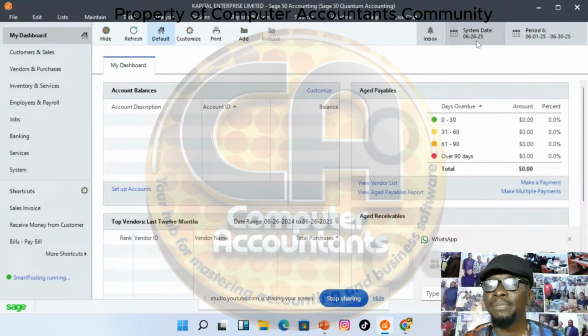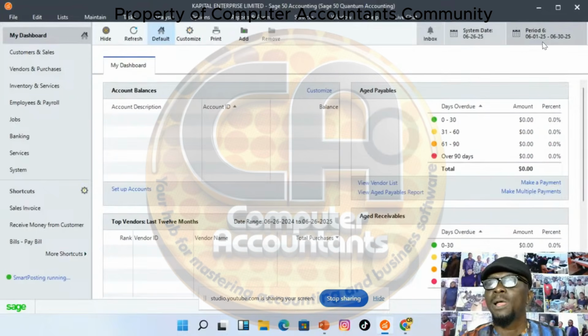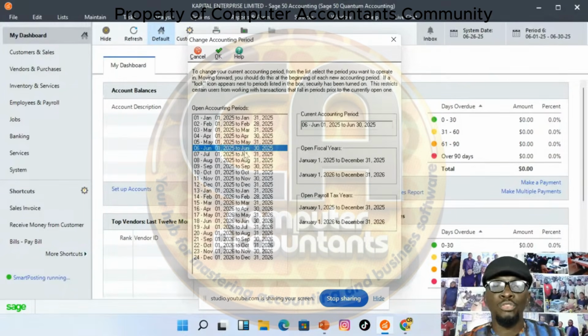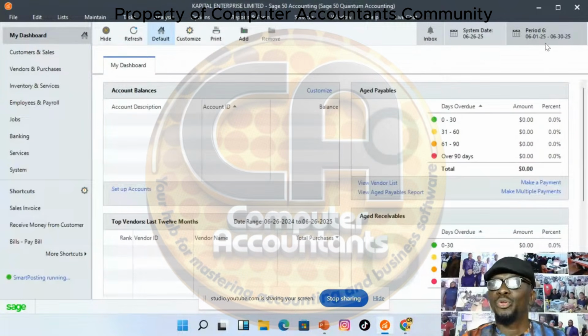It copies my system date. Once your laptop date is correct, it picks it immediately. And we are on period 6, which is July. June. We are on June, so that's why it's showing you period 6. You can always change them. When a new period comes, you can always come back and change. That's the essence, so that it makes the software current with what you are doing.